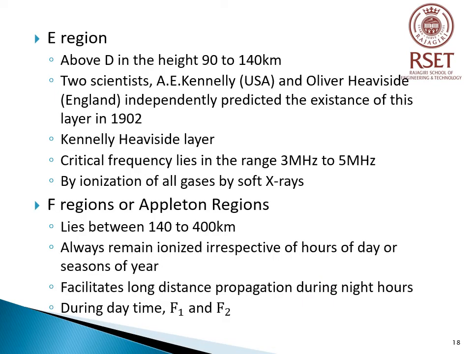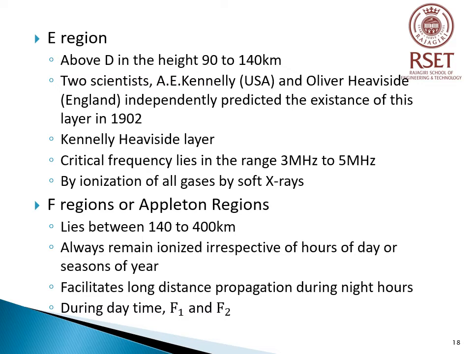Next, about E region. It is above D region and its height ranges from 90 kilometers to 140 kilometers, having maximum density at 110 kilometers. Two scientists, that is A.E. Kennelly from USA and Oliver Heaviside from England, independently predicted the existence of this layer in 1902, and hence this layer is also called Kennelly Heaviside layer. Critical frequency lies in the range 3 MHz to 5 MHz. E region is formed by ionization of all gases by soft X-rays.